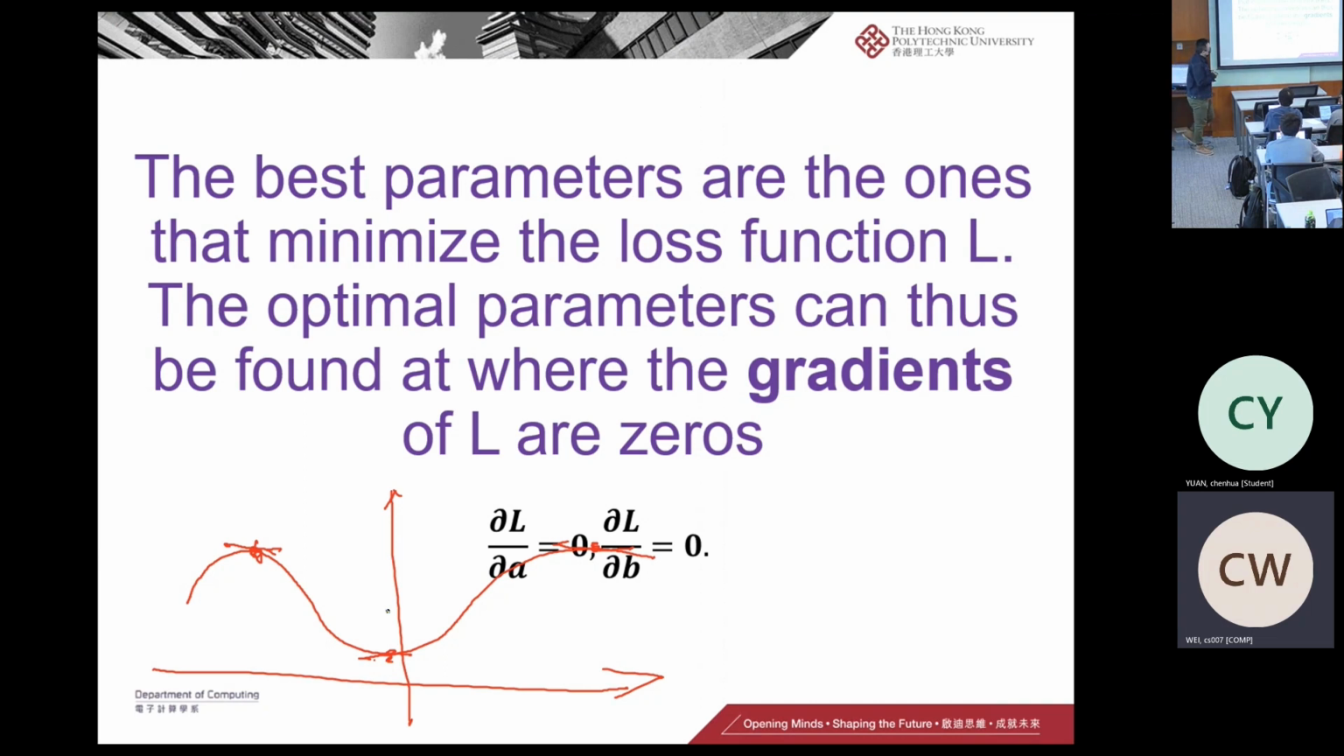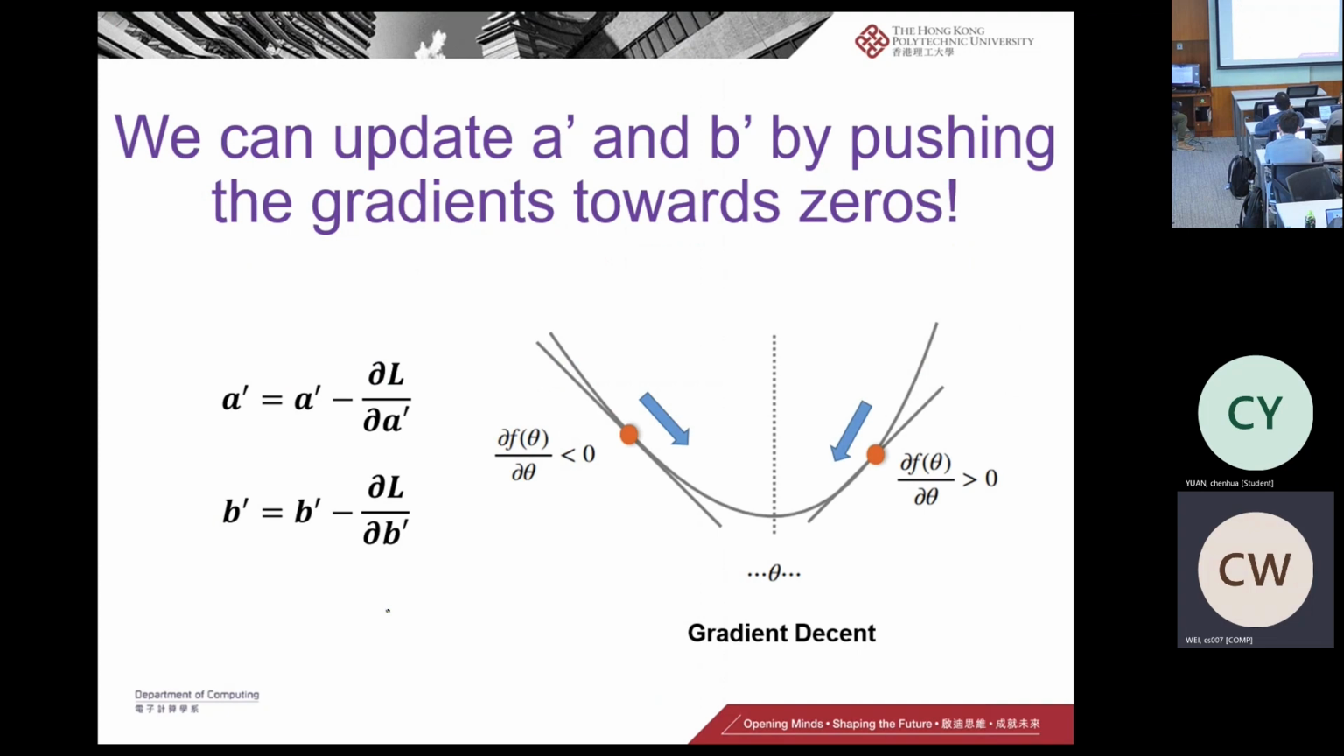So with that knowledge in mind, it's quite straightforward. If we're looking for the best parameters for A and B, we can look for the points which make the loss have gradients equal to 0, right? So this is the design. Then the question is how we can find the points which give you the 0 gradients. That's what gradient descent is doing.